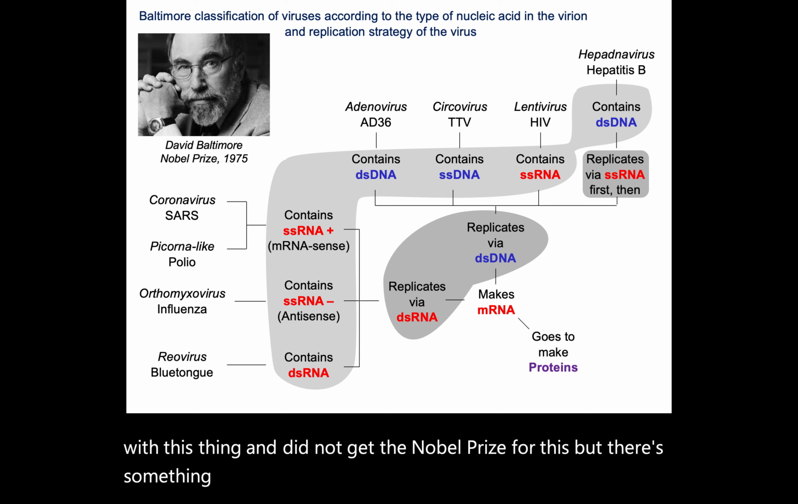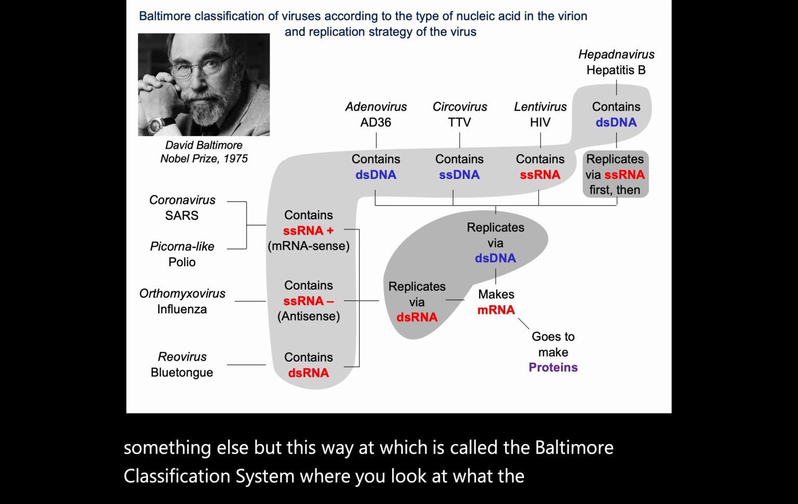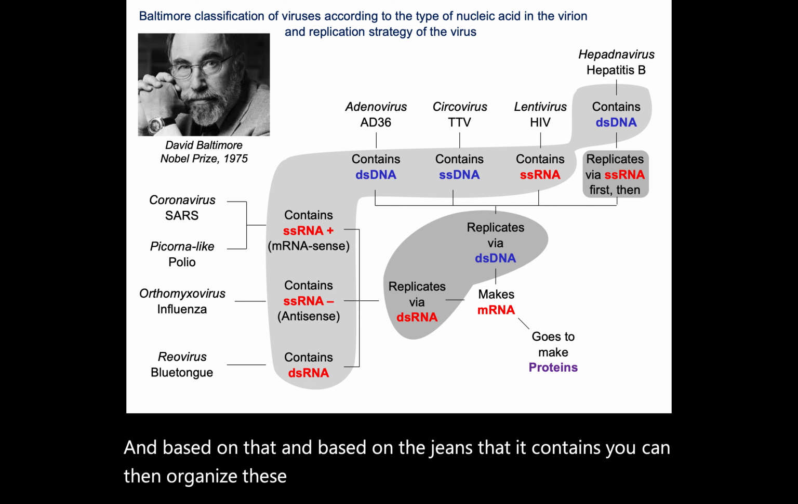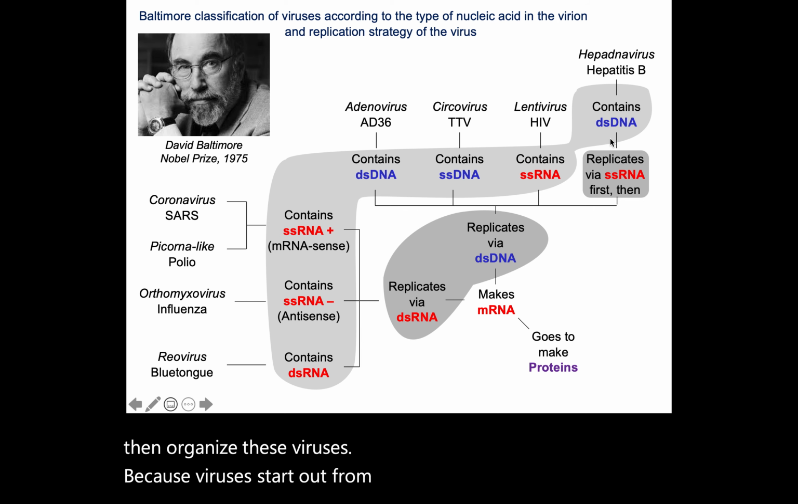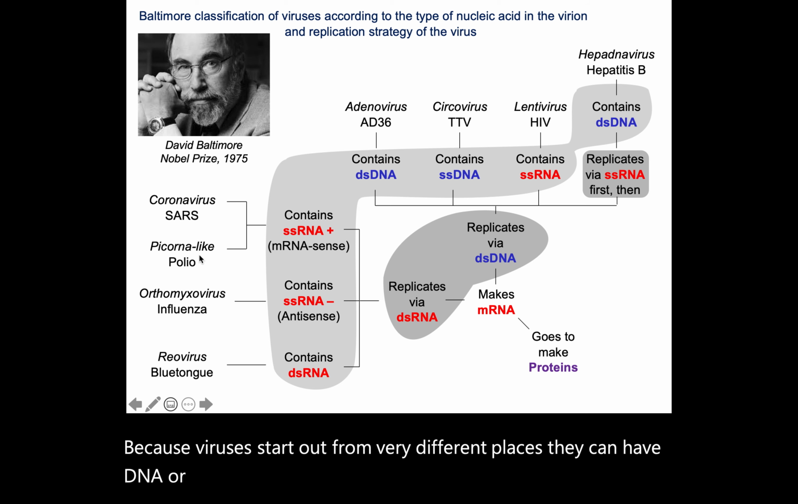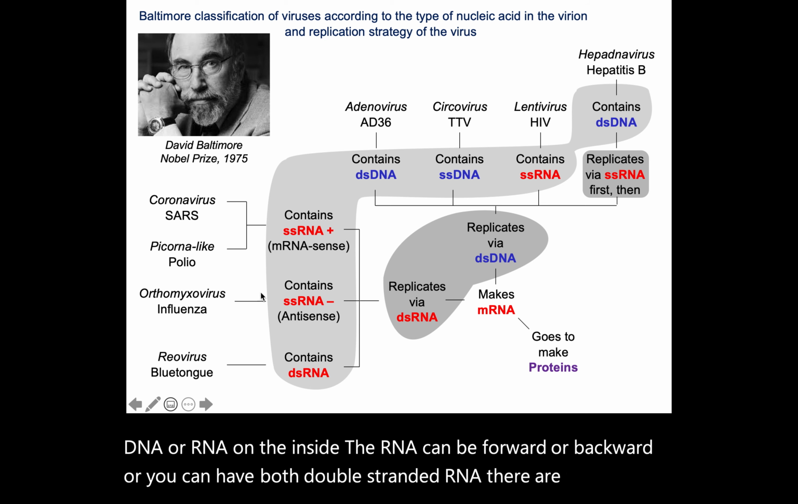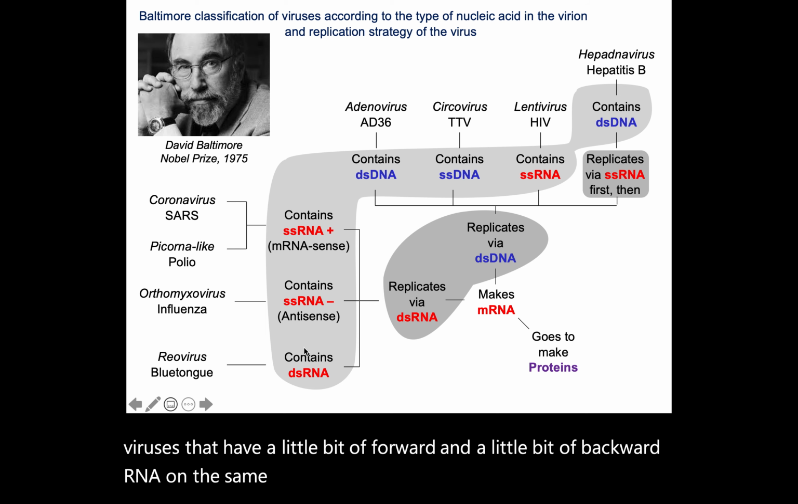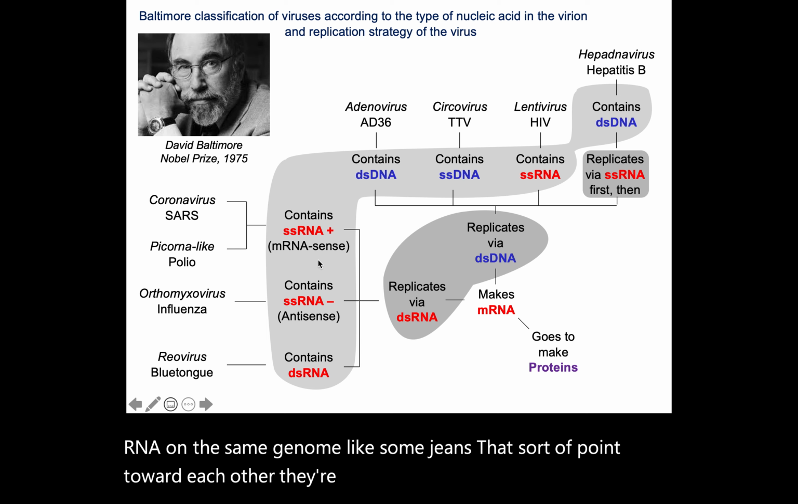But this way, which is called the Baltimore classification system, where you look at what the virus has inside, and based on that, and based on the genes that it contains, you can then organize these viruses. Because viruses start out from very different places. They can have DNA or RNA on the inside. The RNA can be forward or backward, or you can have both, double-stranded RNA. There are even some viruses that have a little bit of forward and a little bit of backward RNA on the same genome, like some genes that sort of point toward each other. They're going to behave more or less like these negative strand viruses.